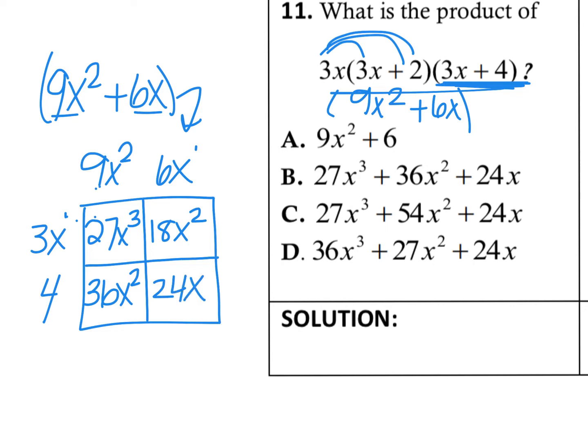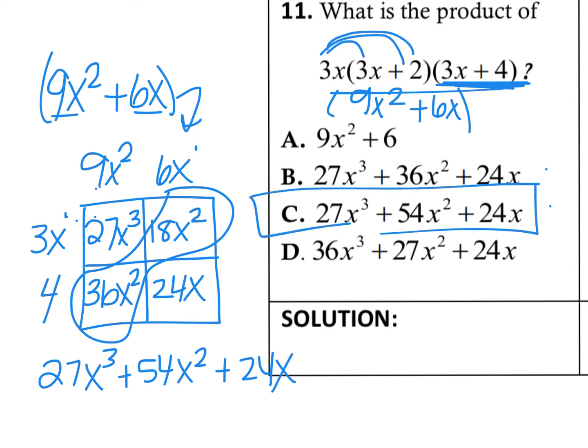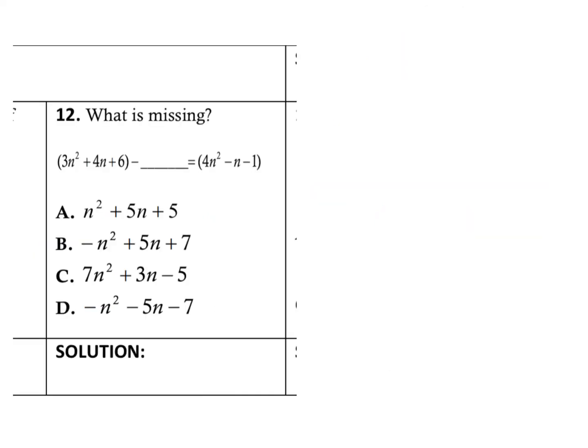So now we need to pull out our like terms. So we have like terms here. So we're going to rewrite and pull everything out of our box. So we only have 27x cubed, so that's the only one there. But we do have 2x squared, so we're going to have to say 36 plus 18 gives me 54x squared and 24x. So looking at our answer choices, it's going to be one of those, and it looks like it's going to be this one right here.